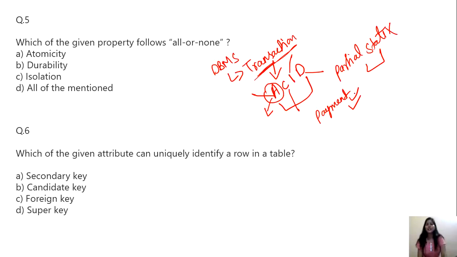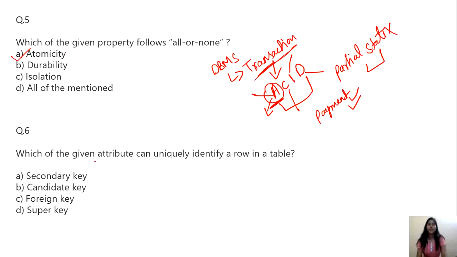It won't be like this: that money got deducted from your account but the payment has not happened. So this partial thing won't happen, right? Nothing of this kind will happen. So this is the property of atomicity from transaction. So now you can easily get the answer, all or none. So which property follows all or none? Atomicity, right? So the correct answer for this question is atomicity. Let's move to the next question now.